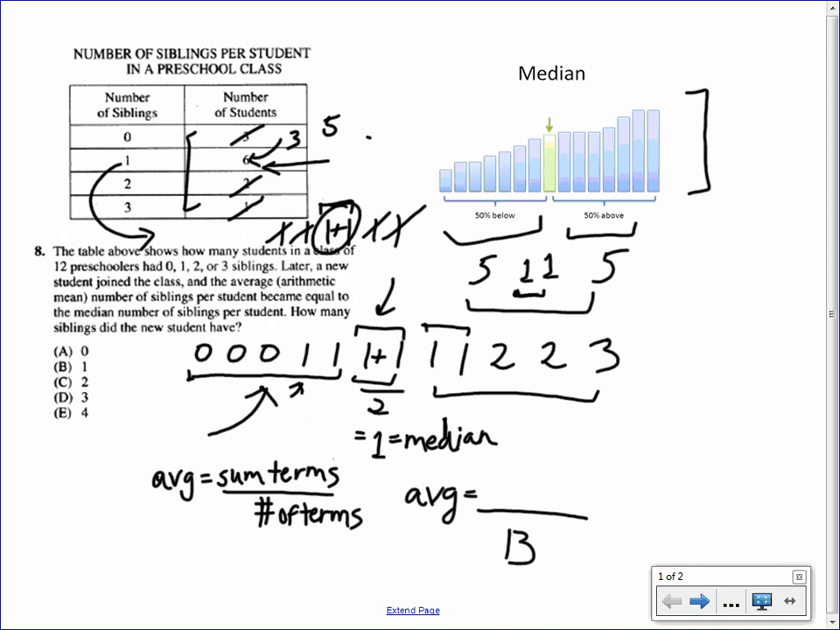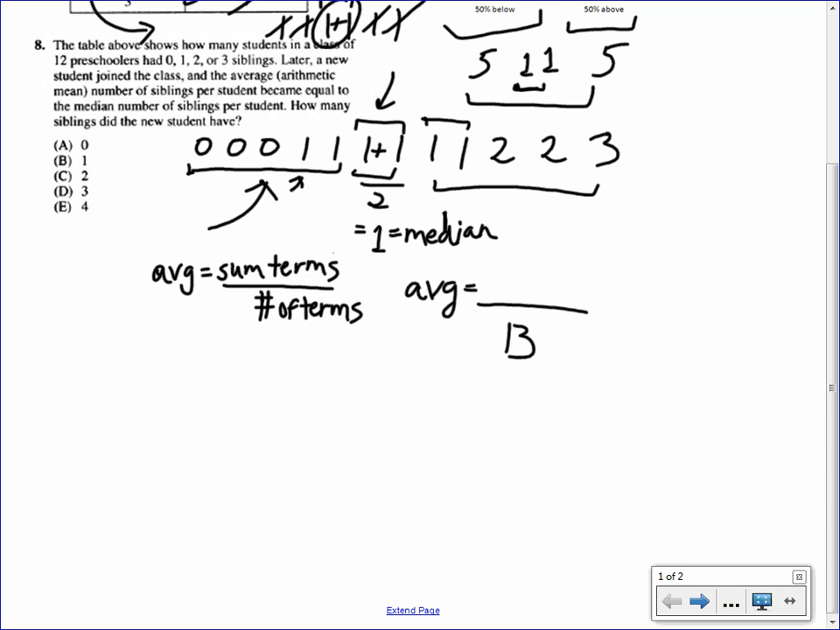What I would do is brainstorm different ways this 13th student could have their siblings. They could have 0, 1, 2, or 3 siblings. So let's just start from the beginning. If they have 0 siblings, then you're going to add 0 to the total. When you add all the terms up, that gives you 13, so 13 would be the sum of the terms. And the number of terms is the number of students, which is 13 students. So then the average becomes 1.